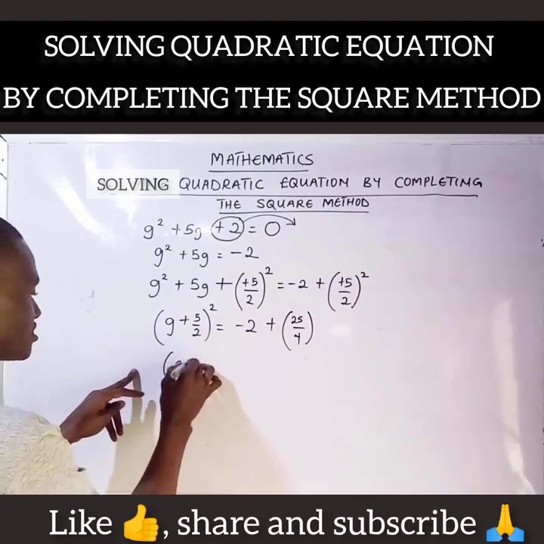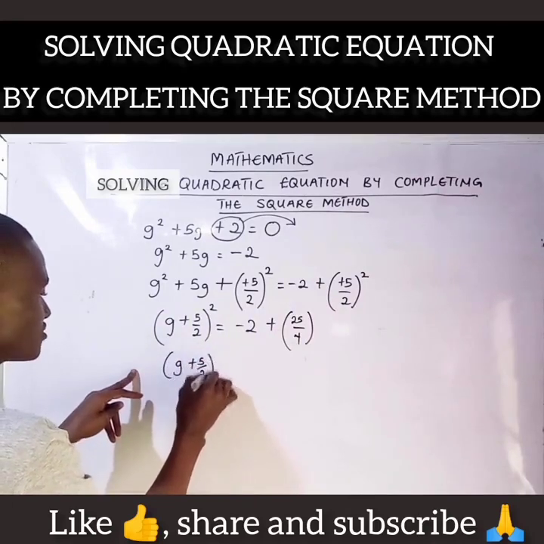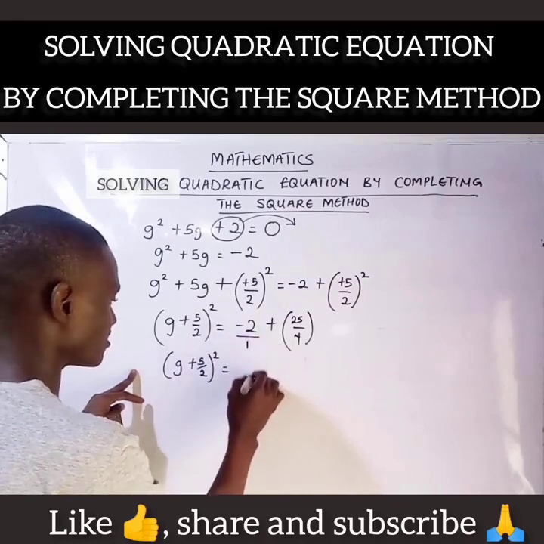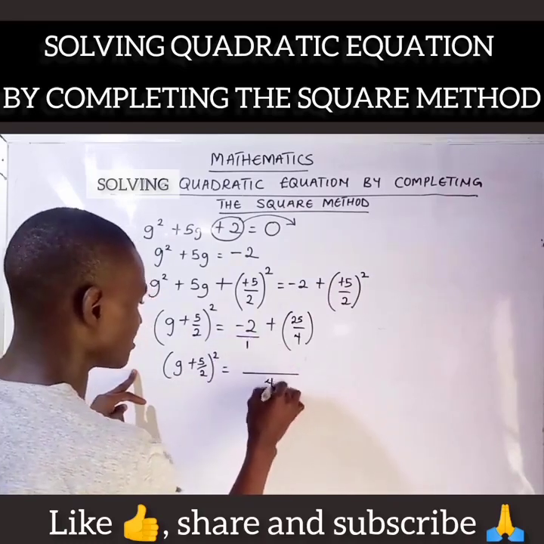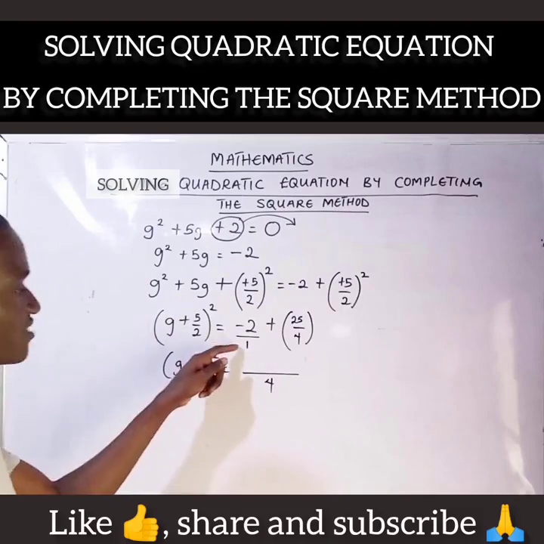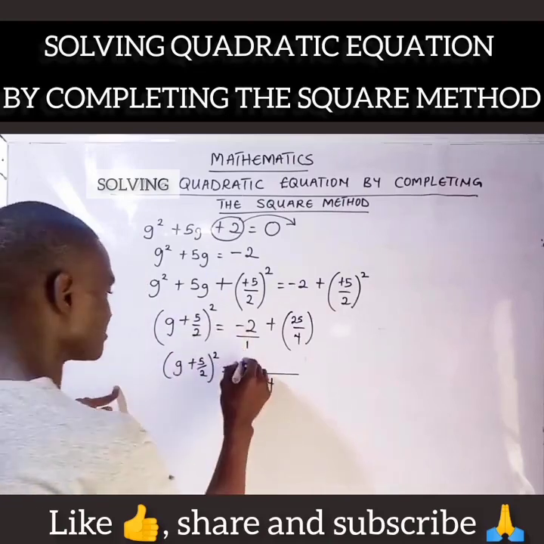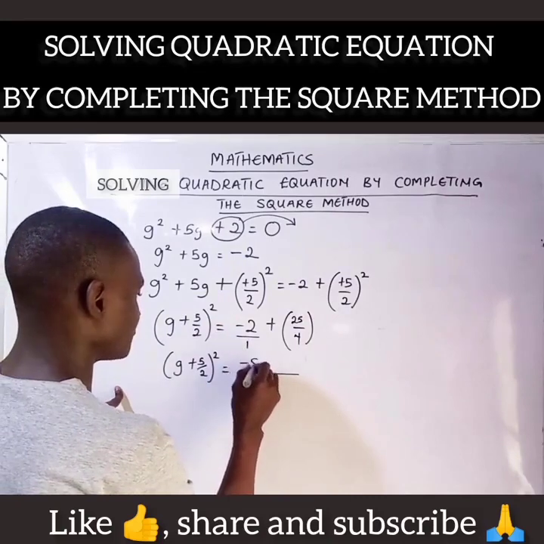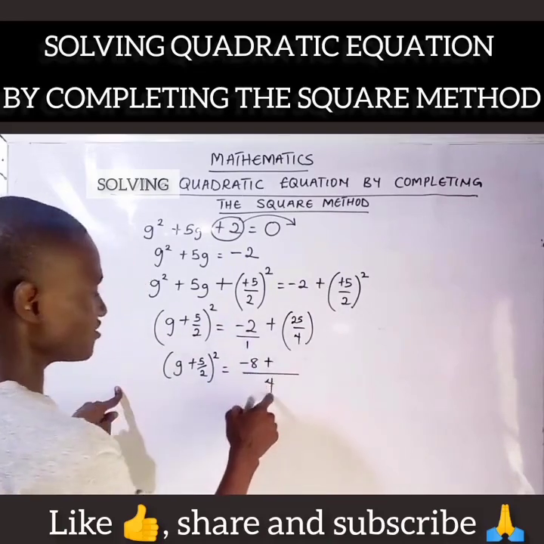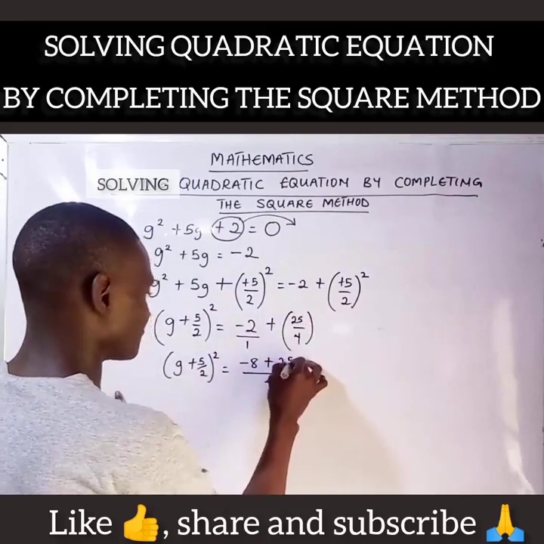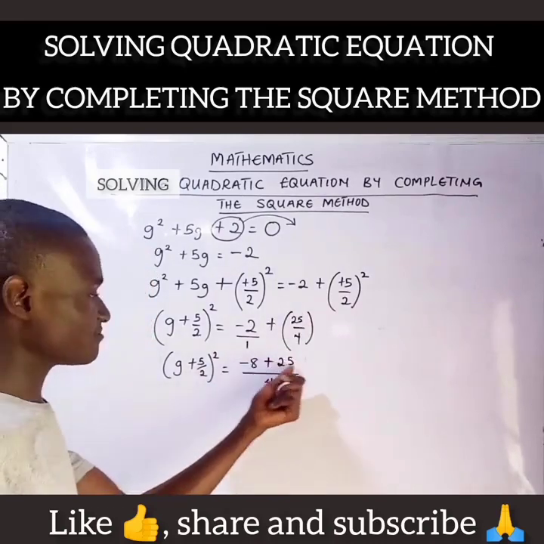This is g plus 5 over 2 to the power of 2, which is equal to, you can just put this over 1 and you add it as if they are normal fractions. How many 1 would you see in 4? You see 4 times and you multiply by this. This will give you a negative 8. Plus 4 in 4 is 1. And 1 times 25 will give you 25. Now, what is negative 8 plus 25?